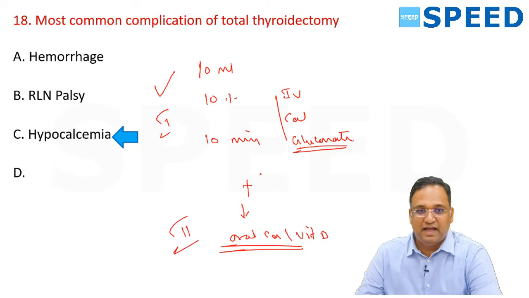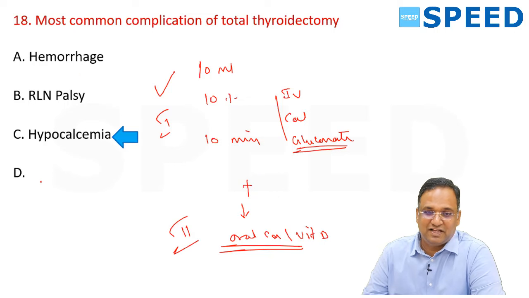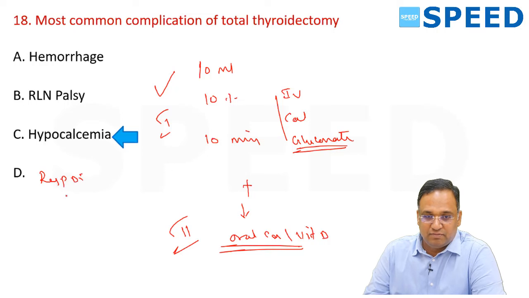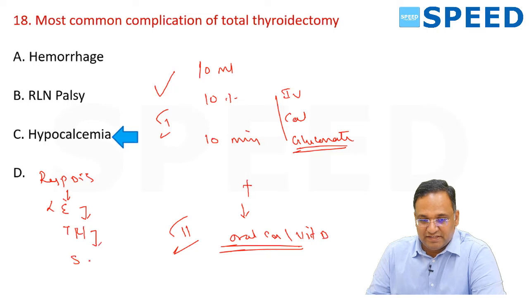Is it okay? Hemorrhage is the most common cause. They can ask you about respiratory distress as another question. The most common cause of respiratory distress is laryngeal edema. The most common cause of laryngeal edema is tension hematoma. The most common cause of tension hematoma is slippage of ligature from the superior thyroid artery pedicle. And what should you do?